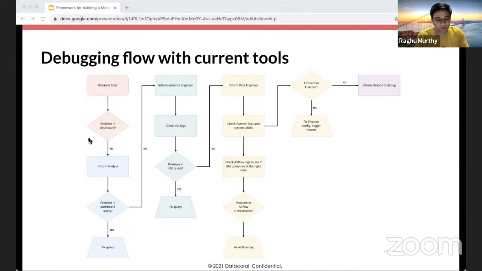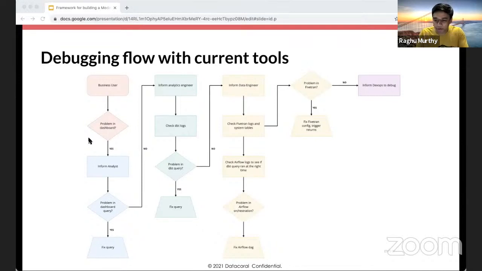The first thing they do is inform the analyst who created the dashboard to say, hey, this particular number in the dashboard just does not make sense. What gives? The most the analyst can do is look at Looker and figure out whether the query in Looker makes sense or not. If there is a problem, they go fix the query and then things are fine. But if there is no problem in the dashboard query itself, then in many cases the analyst has to hand it off to somebody. Typically, it would be somebody like an analytics engineer.